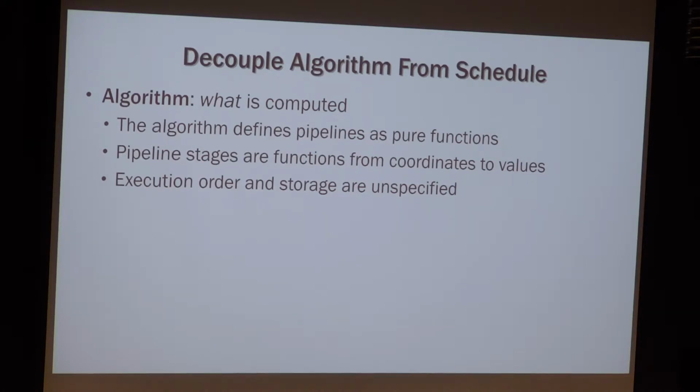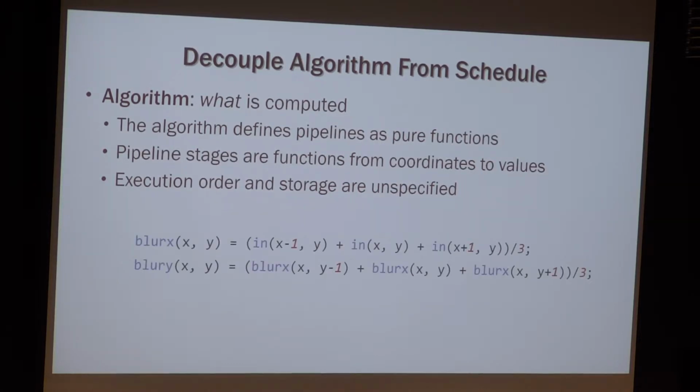Again, the key principle here is decoupling algorithm from schedule. The algorithm, again, is what is computed. The algorithm defines the pipeline of very simple point-wise functions operating in there. Execution order, parallelism, all those things are left for the schedule. The pipeline of Halide just looks like this for the blur filter.